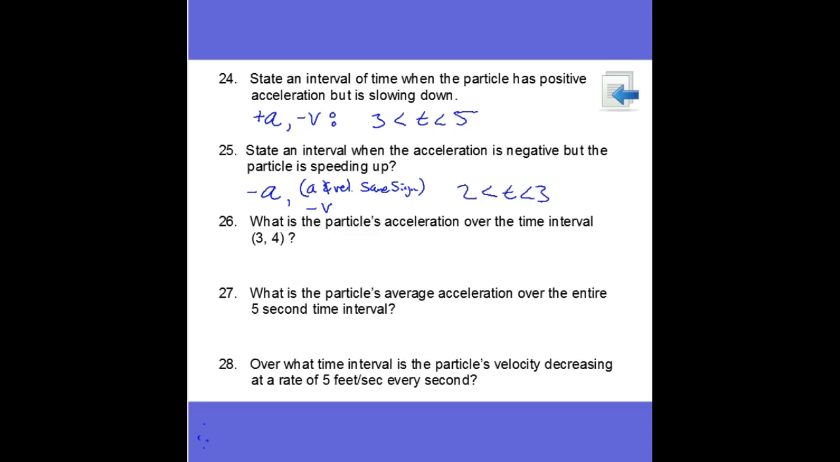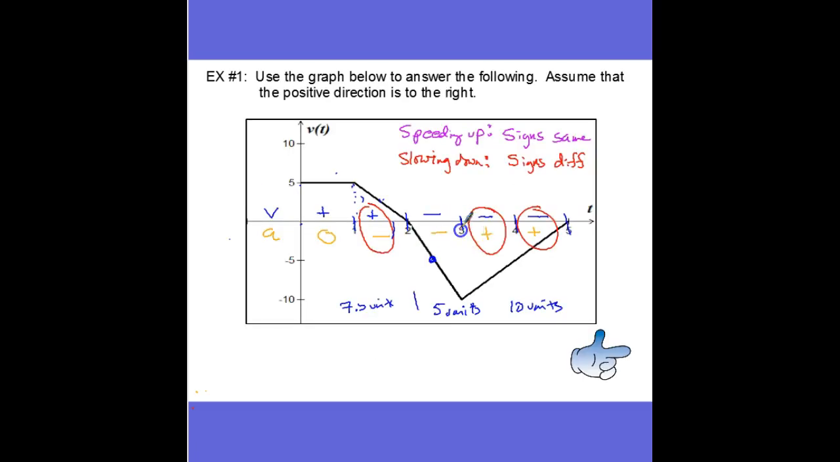In number 26, they ask, what is the particle's acceleration over the time interval from 3 to 4? So from 3 to 4, we have our velocity function graphed, and when we ask what is the acceleration over that interval, we're asking what the average rate of change is. In other words, what the slope is. And so we're going to calculate the slope over the interval from 3 to 4.